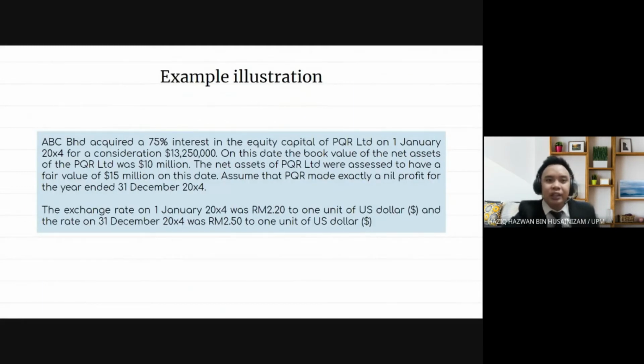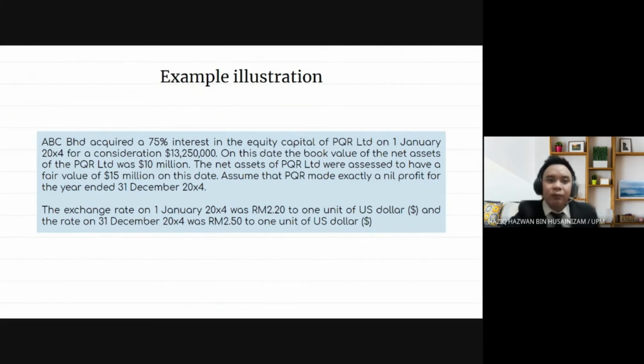This is an example illustration for translation of goodwill and fair value adjustment of a foreign operation. ABC Berhad acquired a 75% interest in the equity capital of PQR Ltd on 1st January 2004 for a consideration of 30,250,000. On this date, the book value of the net assets of PQR Ltd was $10 million. The net assets of PQR Ltd were assessed to have a fair value of $15 million on this date. Assume that PQR made exactly a nil profit for the year ended 31st December 2004.